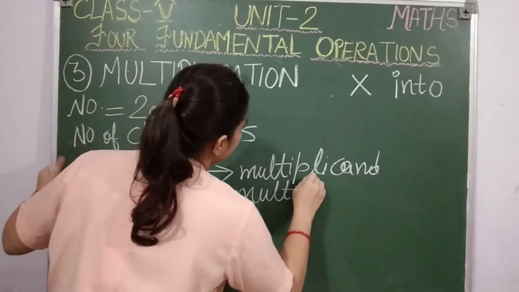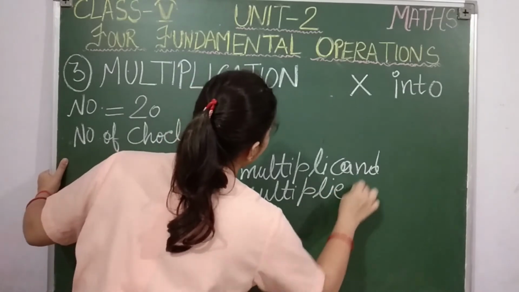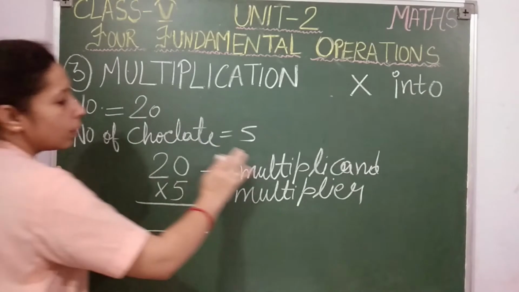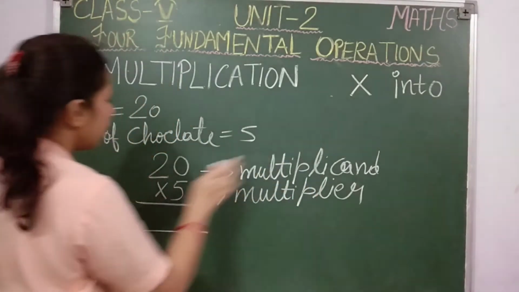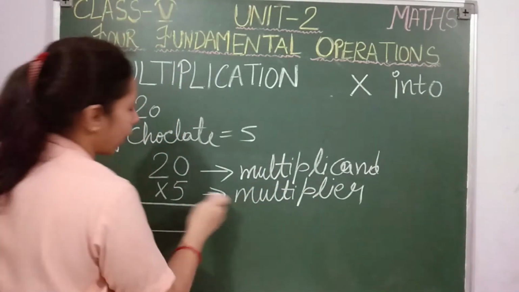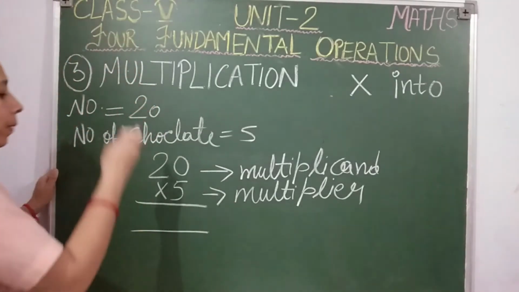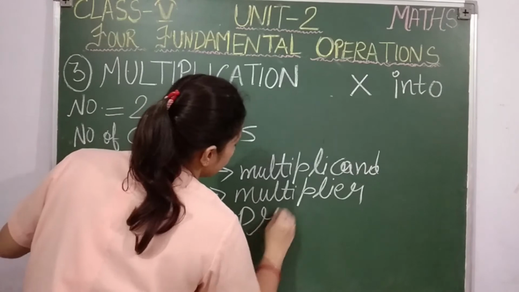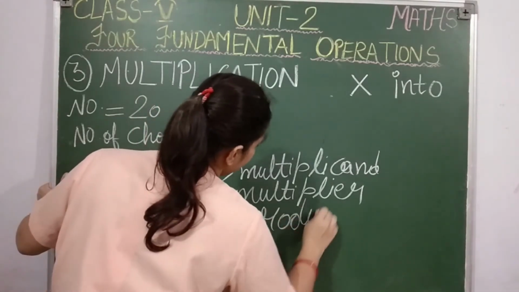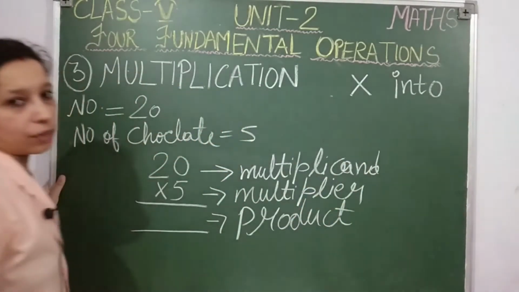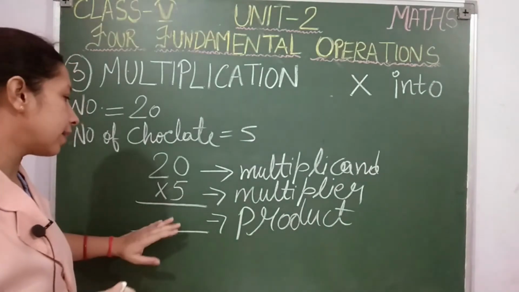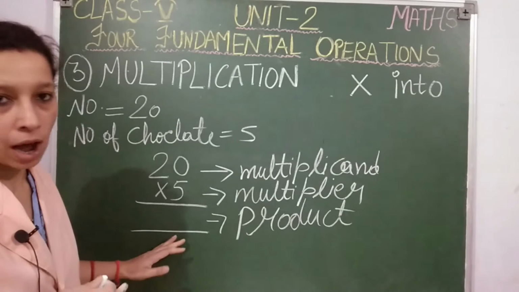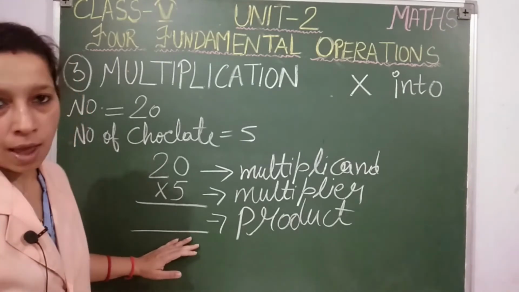Okay, so here 20 is being multiplied with 5. So 20 will be called the multiplicand. Then 5 will be called the multiplier, and the result, their answer, will be called the product. So whenever in a question you get "find the product", it means you have to multiply and get the result. The multiplicand and multiplier, after multiplying, give the product.